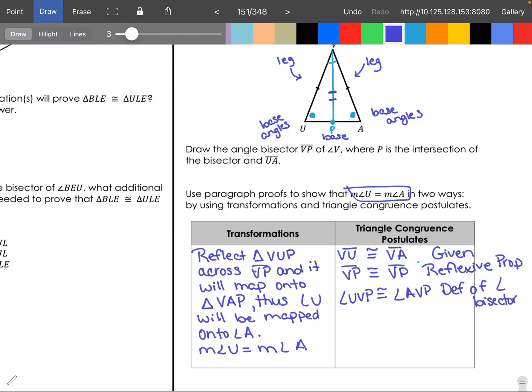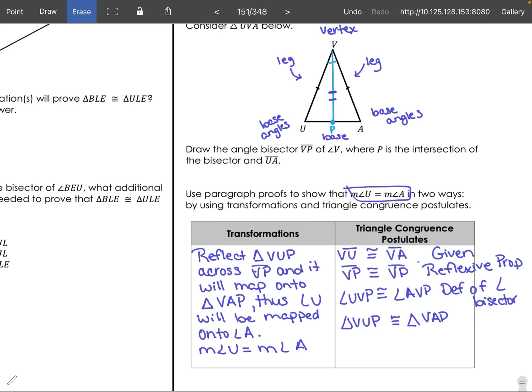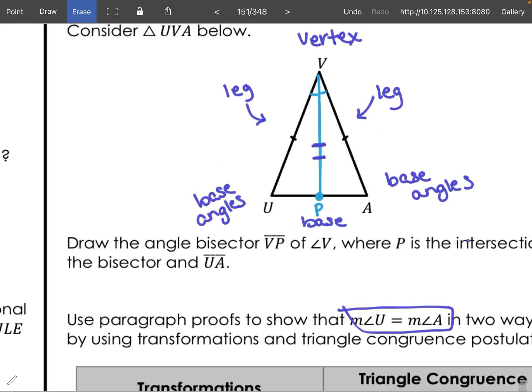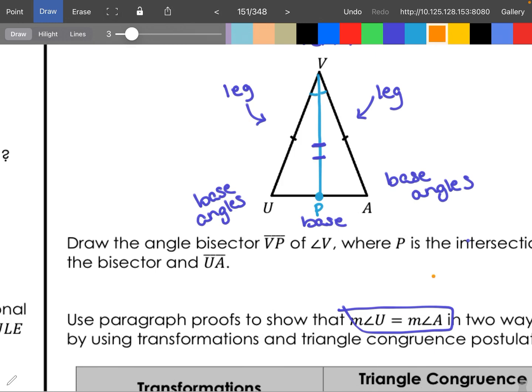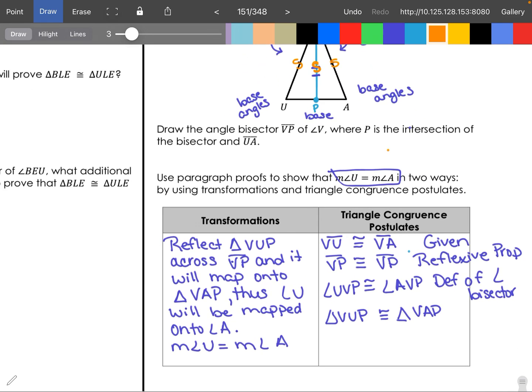Okay. So now I have enough information to prove that those two triangles are congruent. Triangle VUP is congruent to triangle VAP because of side angle side. So let's go back up here and see what we've got. We've got a side, an angle, and a side. On the other side, side, angle, side. Okay, so that's where that information is coming from.